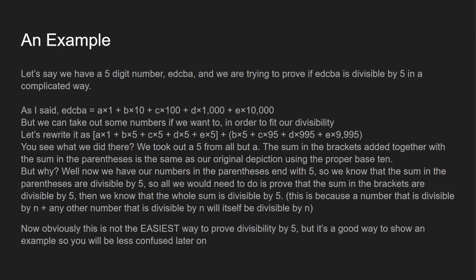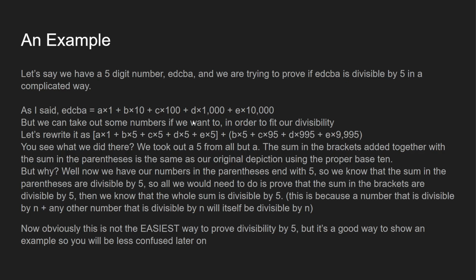So let's say that we have a 5-digit number and we are trying to prove whether or not any number EDCBA is divisible by 5. But let's try and do it in a complicated way. We're going to specifically do it in a complicated way so that you can understand what we're going to be doing later, okay? That's the purpose.